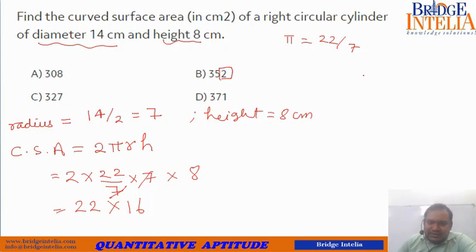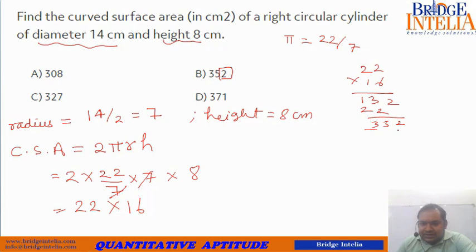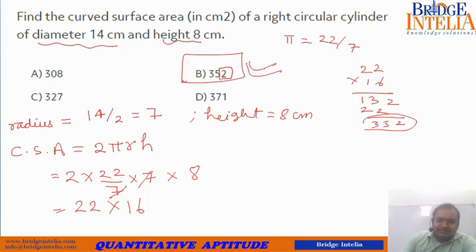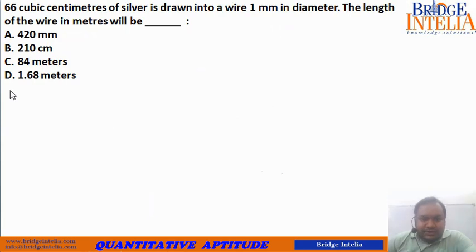But anyways, if you have to solve it, let's see. 22 into 16: 132, 22, so 352. So this is the correct answer. Now let's move to the next one. Let's see what this question is all about.